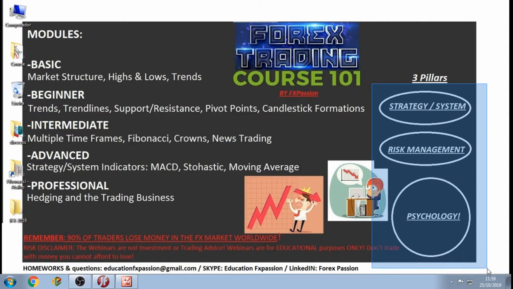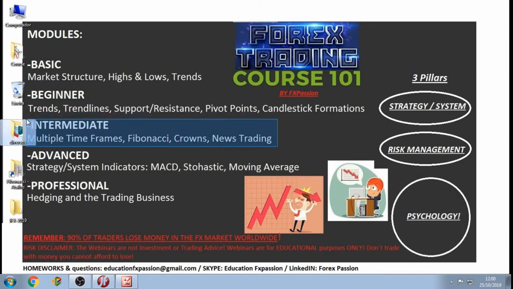We are trying to build the three pillars in order to be a successful trader: a strategy and or a system; learning and following risk management rules; and understanding the big one, the psychology. And we are in the intermediate module, everybody. If this is your first time, we are talking about multiple time frames, Fibonacci, crowns and news trading.